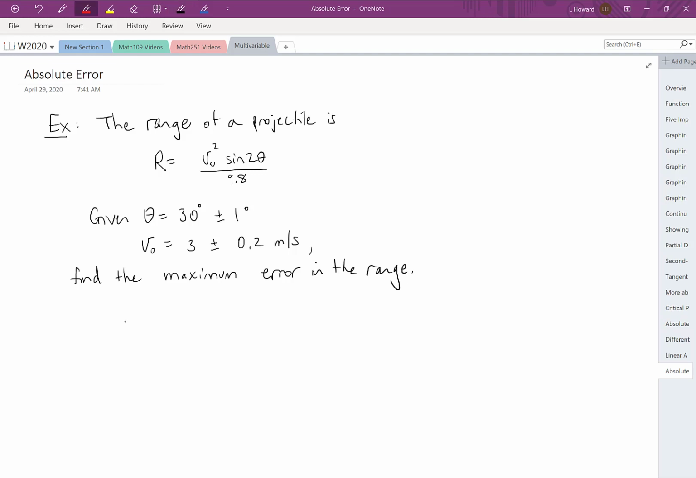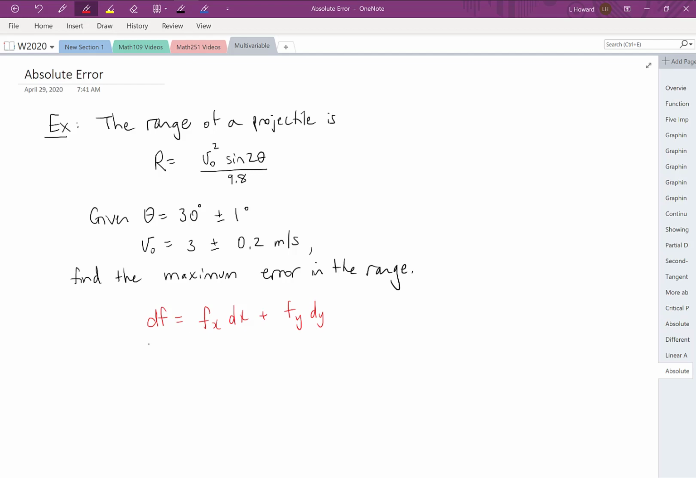So to do this, we're going to calculate the differential of the range. And before we do that, I think we'll just flash back to differentials in general. So if we had a function f that depends on x and y, we'd say the differential of f is df, and it's calculated as f sub x times dx plus f sub y times dy.